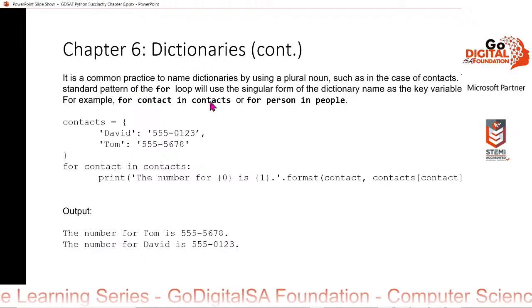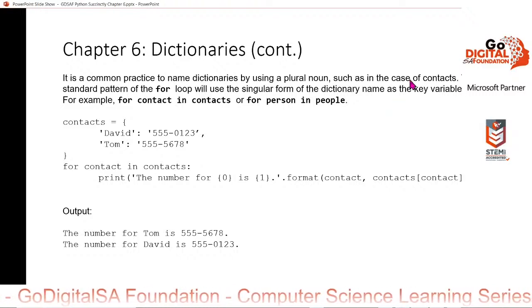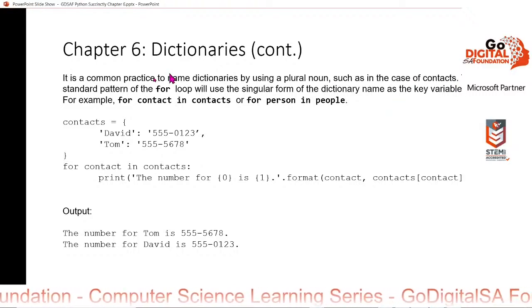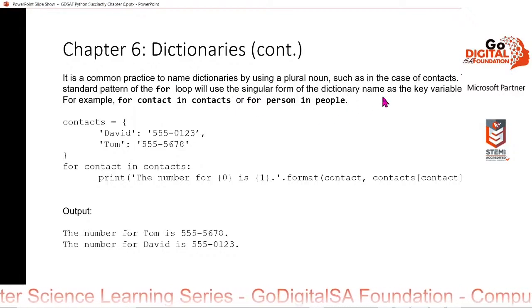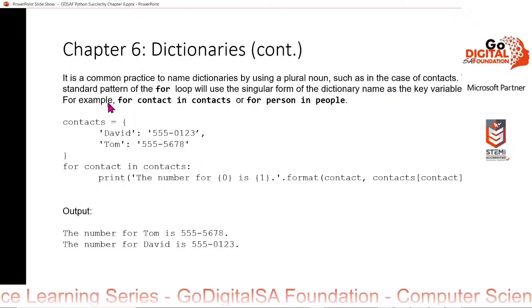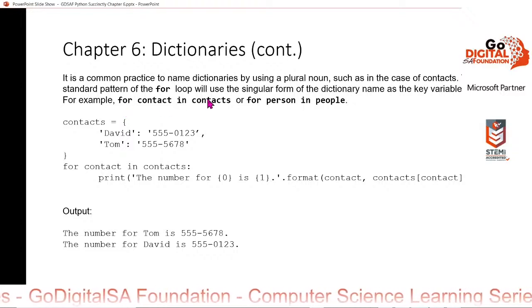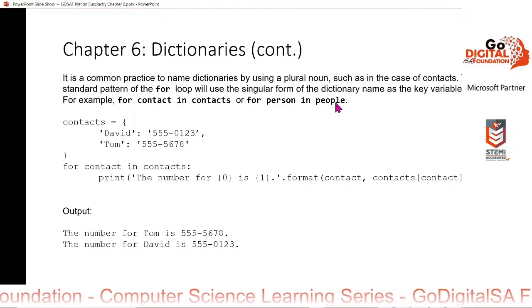It is a common practice to name dictionaries by using a plural noun, such as the case of contacts. The standard pattern for the for loop will use the singular form of the dictionary name as the key variable. So for example, for contact in contacts, or for person in people.